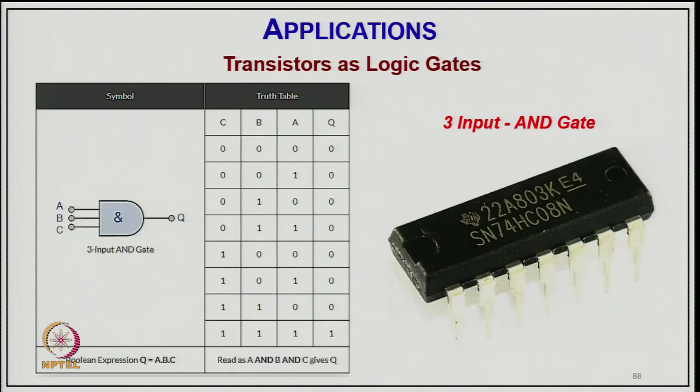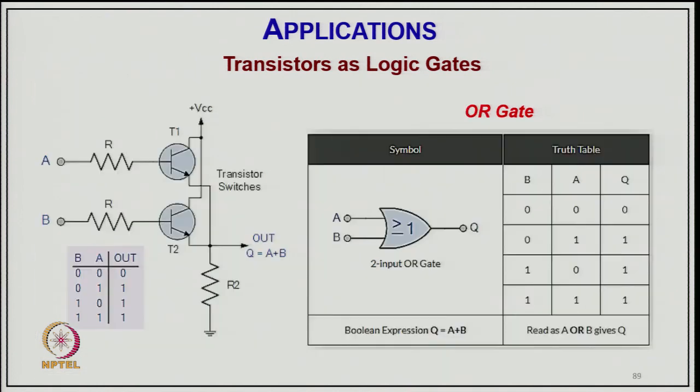Similarly, you have a transistor logic gate here, a 3 input AND gate. You can have a 3 transistor cascade as we have shown here. This is the chip which works as a 3 input logic gate, and this is the truth table. These are the 3 inputs, and this is the output. The output is only 1 when all 3 are 1, and for all the remaining combinations the output is 0.